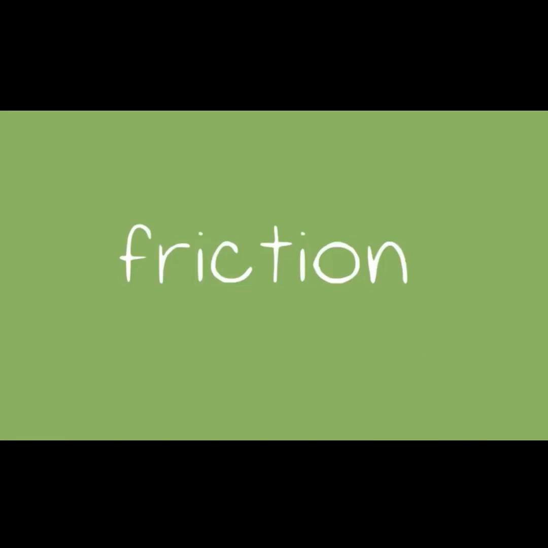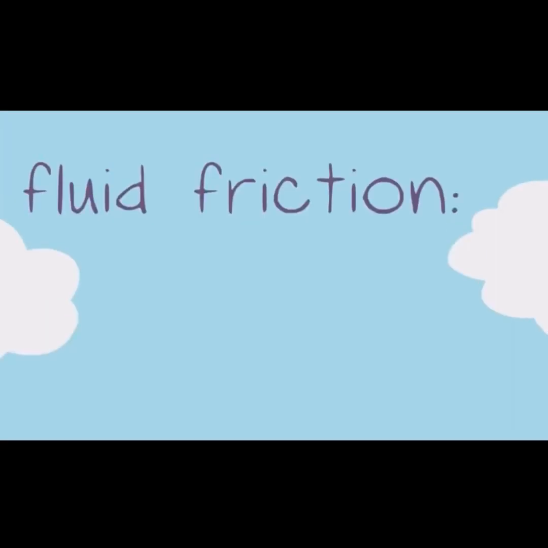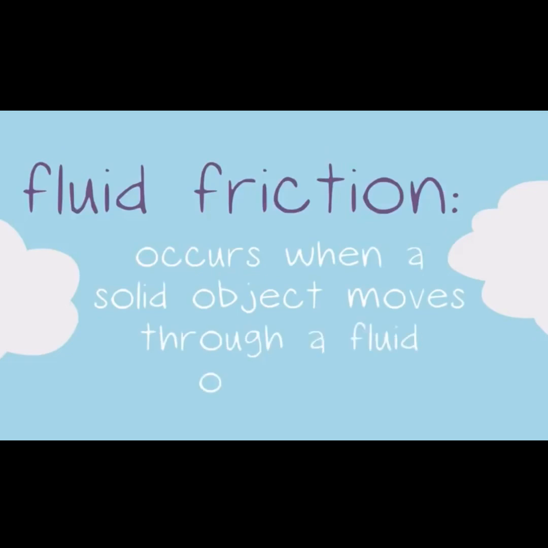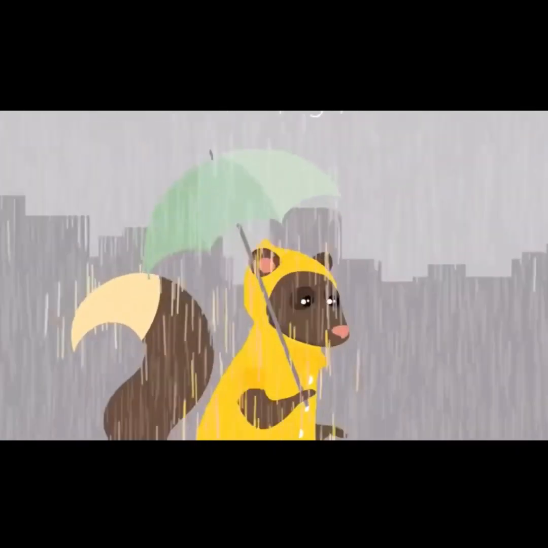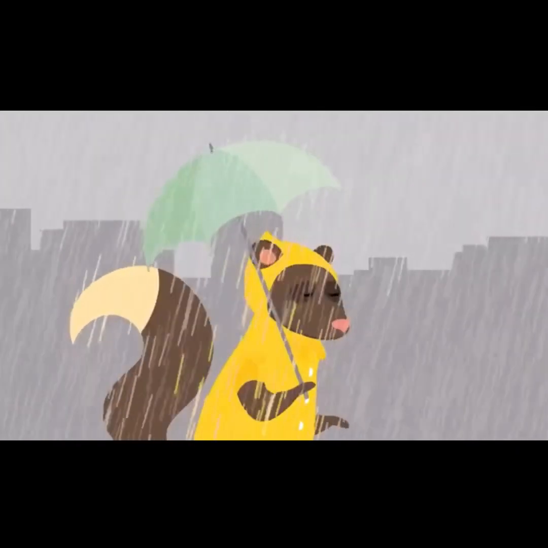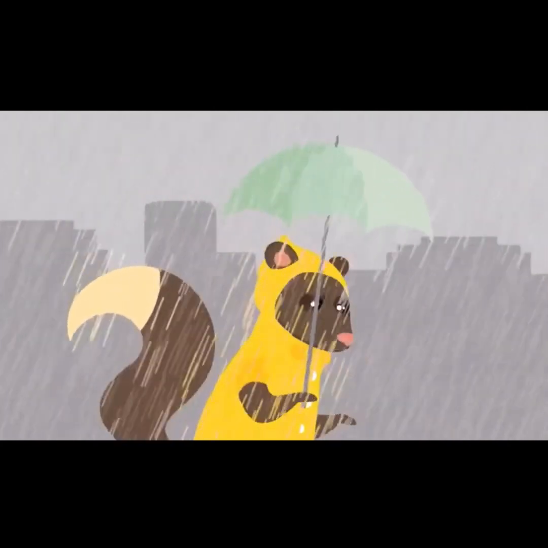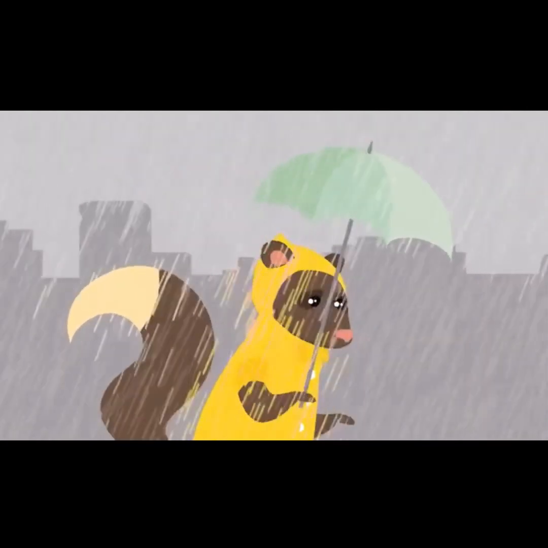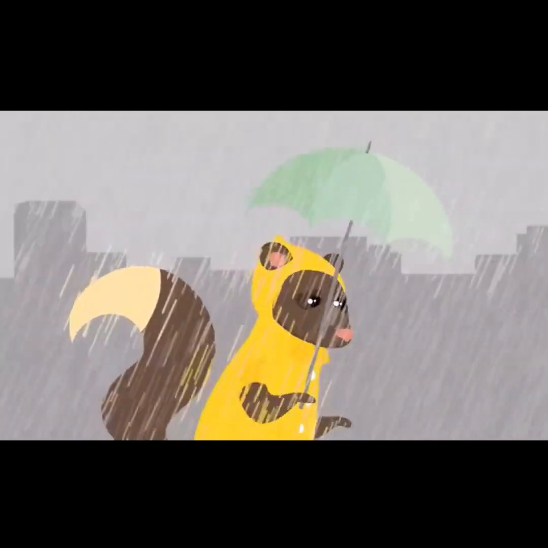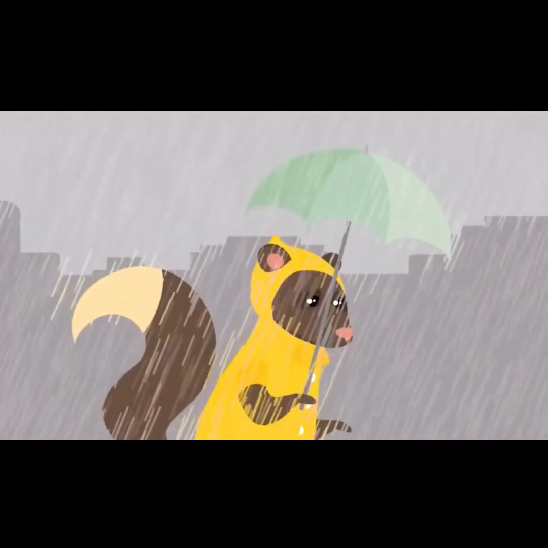The final type of friction is fluid friction. Fluid friction occurs when a solid object moves through a fluid or a gas. Have you ever had to walk home in a storm? The strong winds likely made it difficult for you to move forward. When you are outside in a storm, the fluid friction between you and the air is increased.